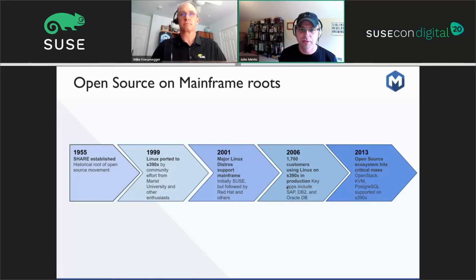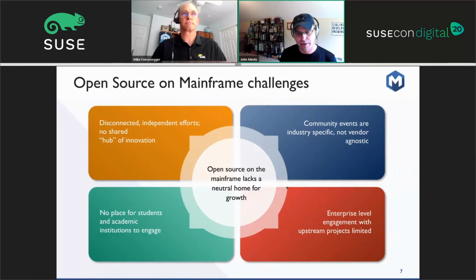What becomes really interesting is as an open source community grows, it often will hit a little bit of a ceiling. This is something we see across a number of different verticals. We see a number of different communities and technology spaces where the growth ends up having a lot of ebbs and flows and a lot of sporadicness and just a lot of disconnectedness. So there's not really that shared hub. Everything is very, very industry specific, vendor specific.